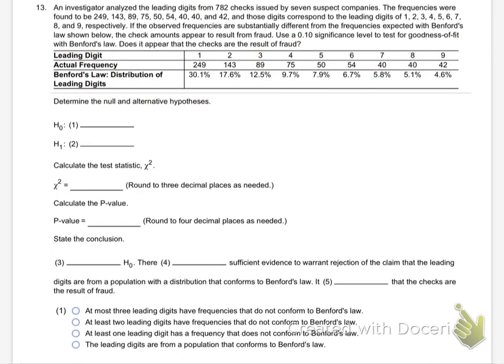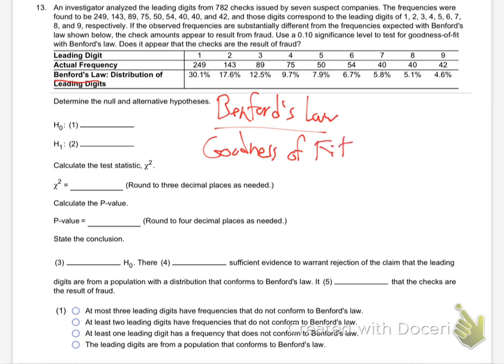Okay, number 13, Benford's law. You should remember from the homework that every time we did Benford's law, it also was goodness of fit. Goodness of fit, notes number 10, because you're figuring out how the percentages fit with what actually happened. So that's a lot of work. I'm not going to go through that one. You can see it on the other video.